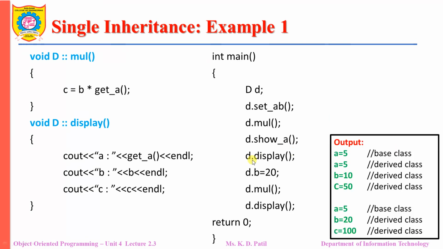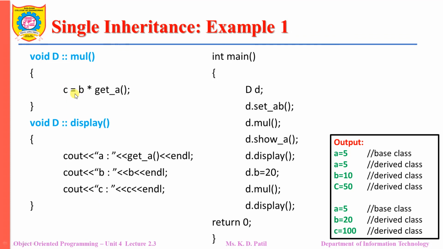After that, through the display function, we will get the value of A through the getA function, and the value is again 5. B will be displayed as 10, and C after the calculation we will get as 50. And when the second time the values are displayed, the value of A will be 5 as it is. After that the value of B will be set as 20, so we will get the value of B as 20, and after that we will call the multiplication function.